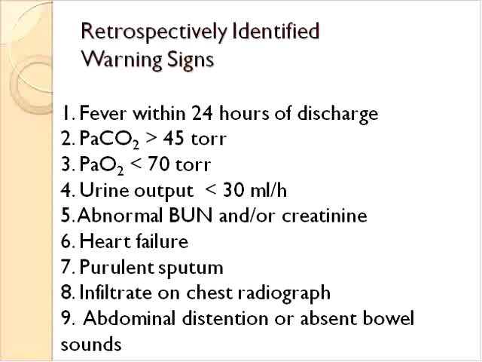outcomes. They identified these signs that you see up here: a fever within 24 hours, PCO2 greater than 45, or a PO2 less than 70. That would have been on a blood gas, and there is no saturation associated with it. The urine output relatively low. Something wrong with the kidney, heart failure, purulent sputum, an infiltrate on chest x-ray, or perhaps abdominal distension or absent bowel sounds. Notice that over half of these relate to the respiratory system.